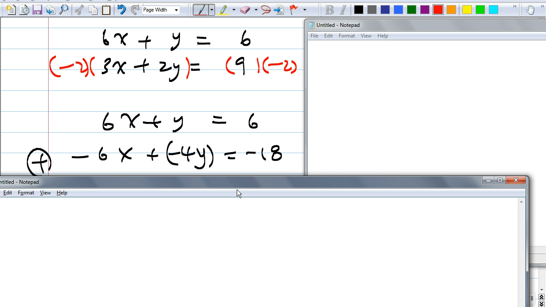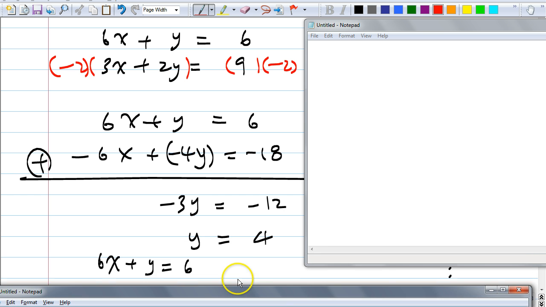The first equation stays the same. We haven't done anything to that first equation. Second equation becomes -6x plus -4y equals -18. When I add them together, what is positive y plus -4y, class? -3y equals, what's 6 plus 18? -18. -12. Y becomes 4.